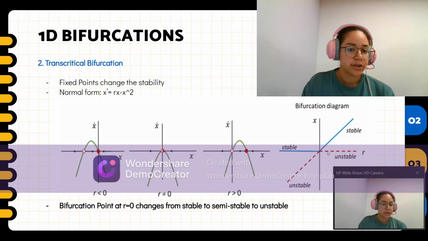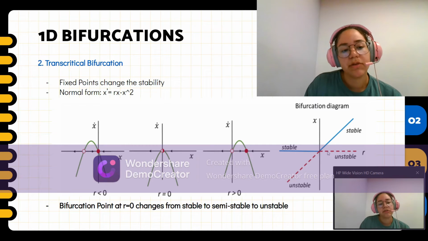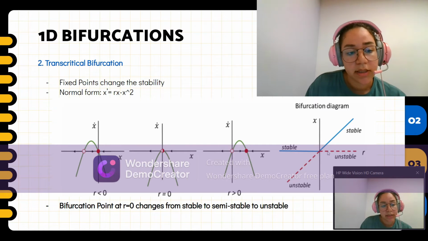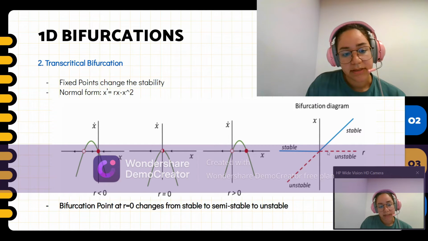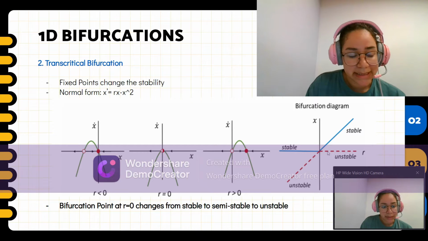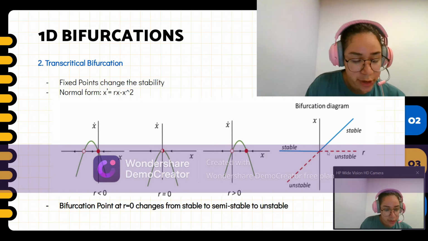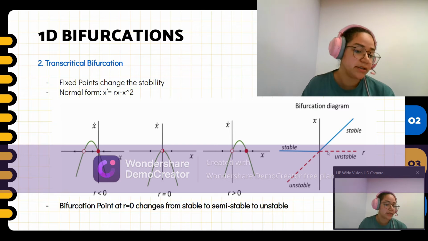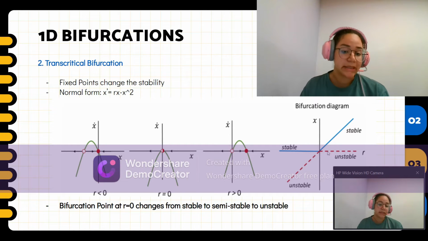Then we're going to go into transcritical bifurcation, which is when the fixed points change stability. The normal form is rx minus x squared. You can see, let's say at x equals 0, that's one of the fixed points in the graph below. You can see how it's stable, so the arrows are pointing towards it, and the dot at x equal to 0 is filled in.